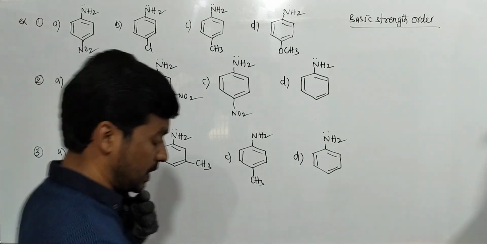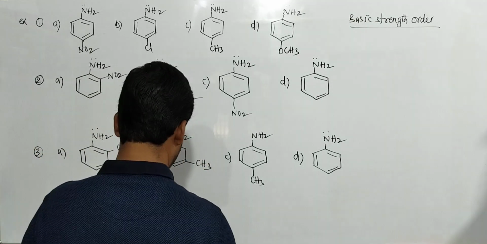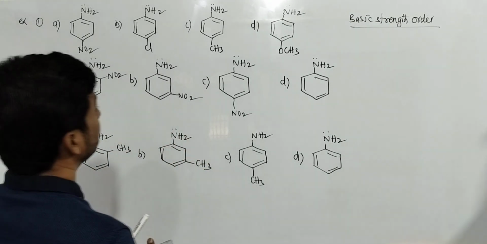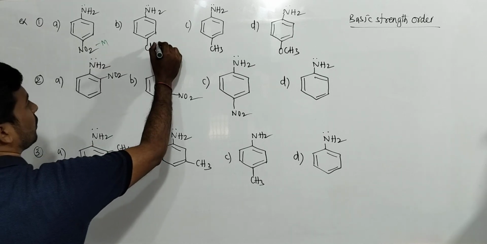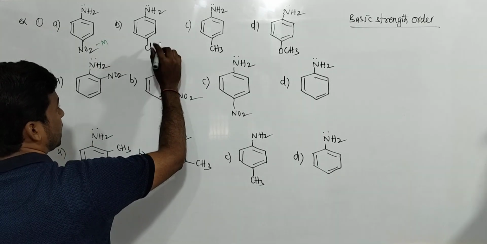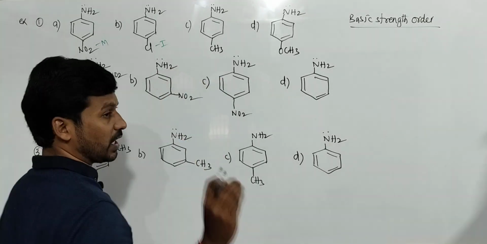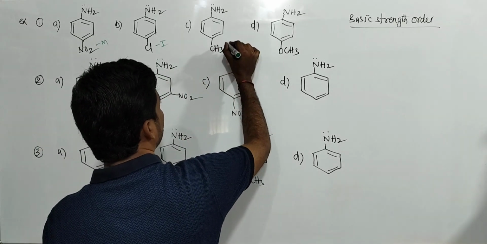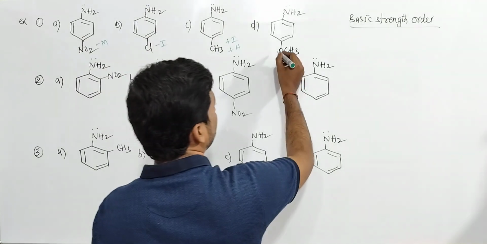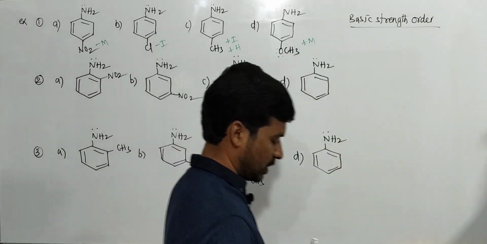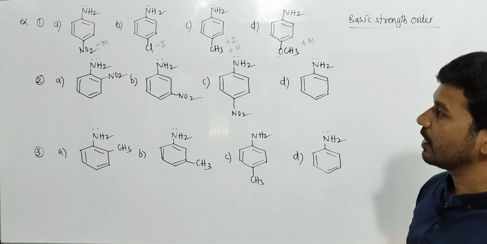Next, take the basic strength order of aniline. Any group present at the meta position of aniline gives a weaker base. Here the NO2 group is a -M group. Chlorine has a +M effect and a -I effect, but for halogens the -I effect dominates; for halogens only, the inductive effect dominates over the mesomeric effect. For the methyl group, it is a +I group, and hyperconjugation also stabilizes. The methoxy group is definitely a +M group; +M dominates over -I here.